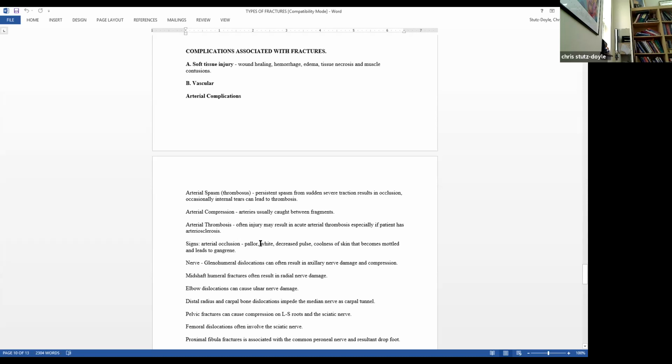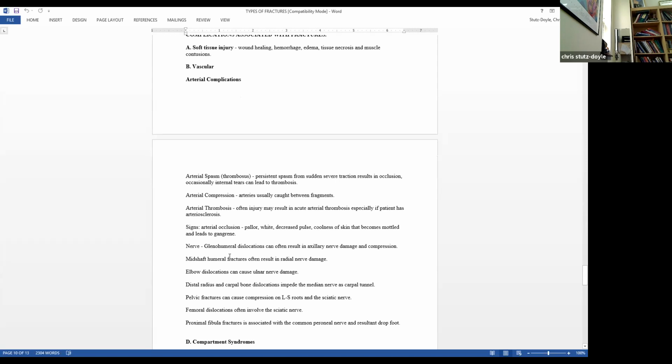Arterial occlusion signs are pallor, so it becomes white, and decreased pulse. All these things are associated with arterial wounds: decreased pulse, cooled extremities that become mottled. Mottled is that red and whiteness. Any kind of arterial occlusion can lead to gangrene, and gangrene can lead to tissue death, a necrosis, and then result in amputation.